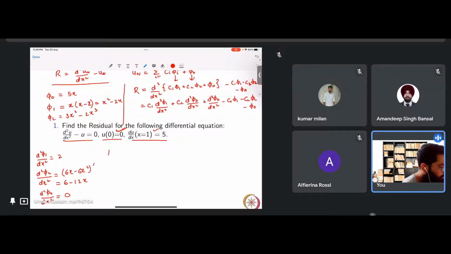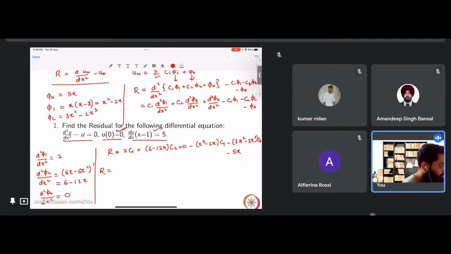Okay, so what would our residual be? 2c1 plus (6 minus 12x) c2 plus 0, minus what is phi1, (x squared minus 2x) c1, minus (3x squared minus 2x cubed) c2, minus 5x.